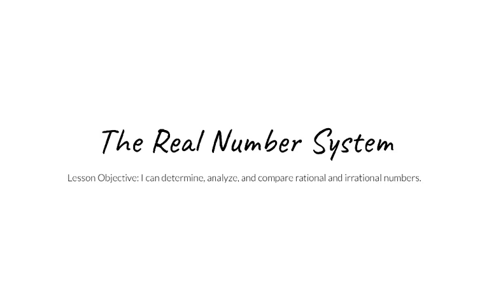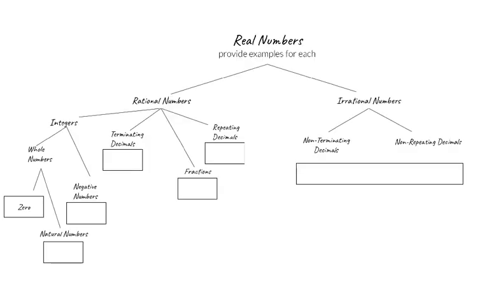Let's talk the real number system. After today's lesson, you should be able to determine, analyze, and compare rational and irrational numbers. Why are we talking about rational and irrational numbers? Because those are two of the major categories within the real number system.